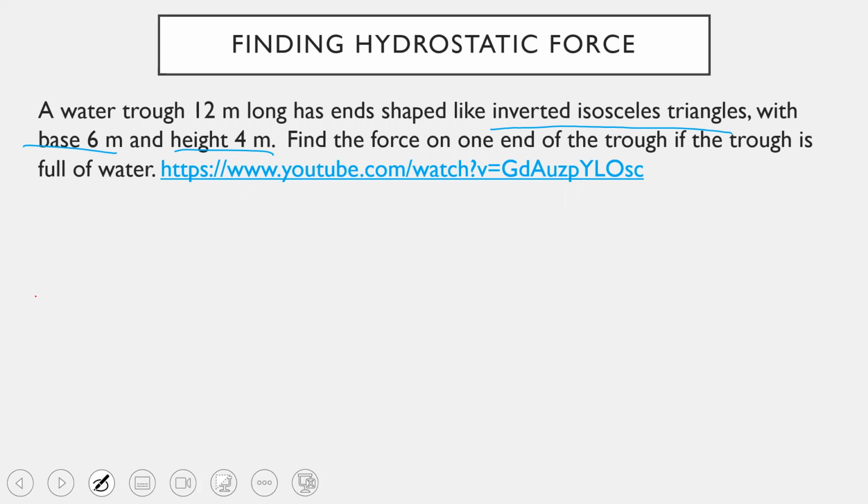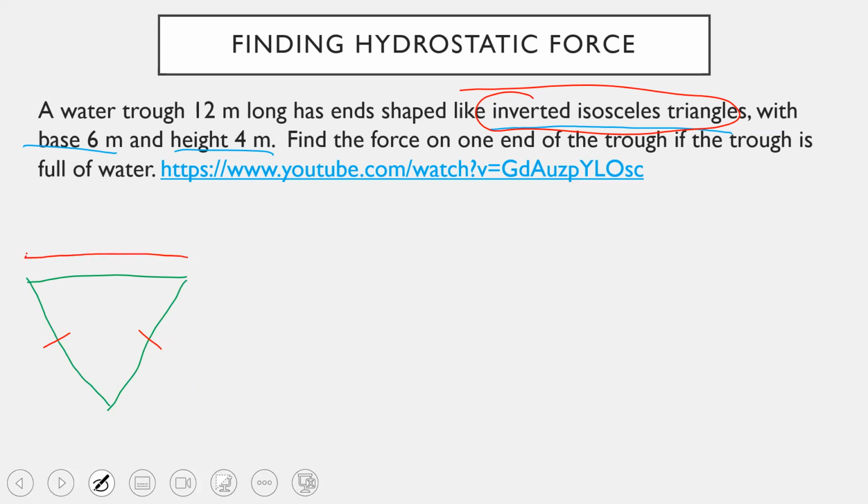Okay, so just like with the pumping problems, we're going to start by drawing a picture. So our trough, this time, we know that the ends look like inverted isosceles triangles, meaning isosceles triangles that are flipped upside down. And if you remember, isosceles triangles are triangles that have two sides the same. So in this picture, this side and this side would be the same. And the base length of this isosceles triangle is 6 meters. Its height is 4 meters. And then the trough itself is 12 meters long, so it's going to go out this way 12 meters.